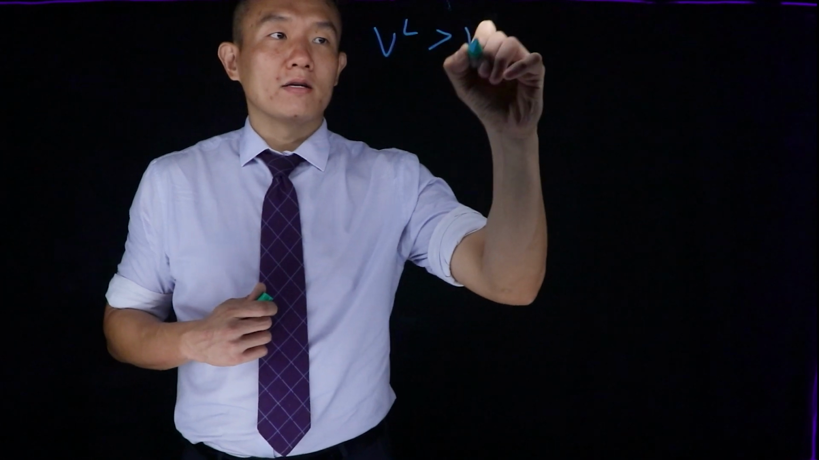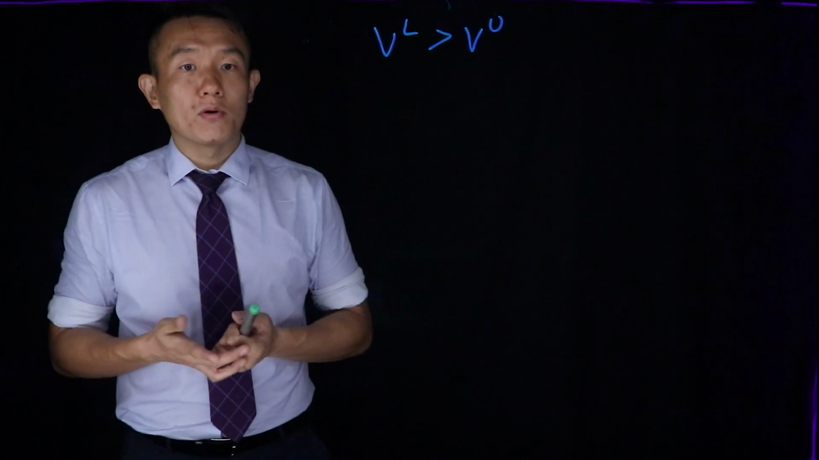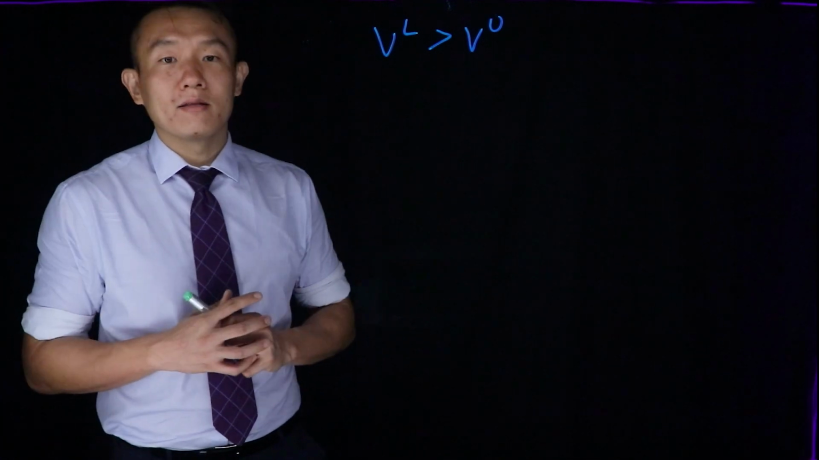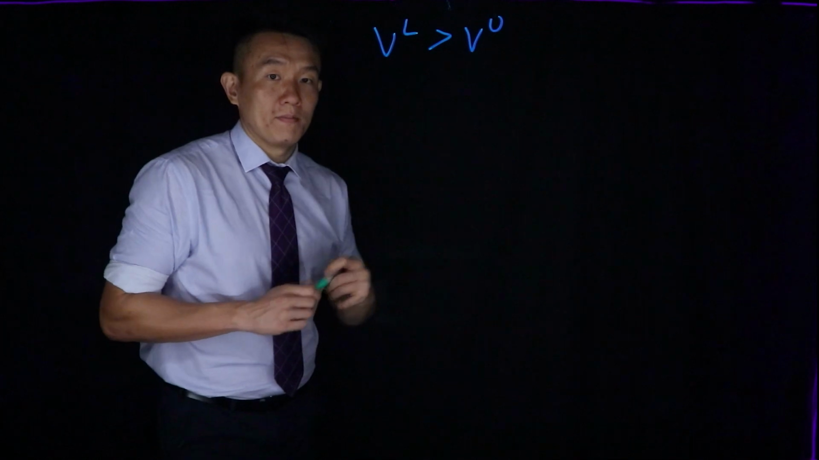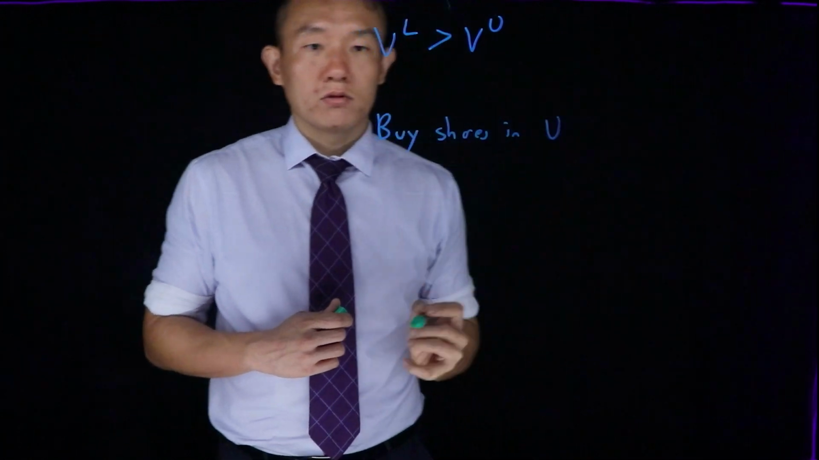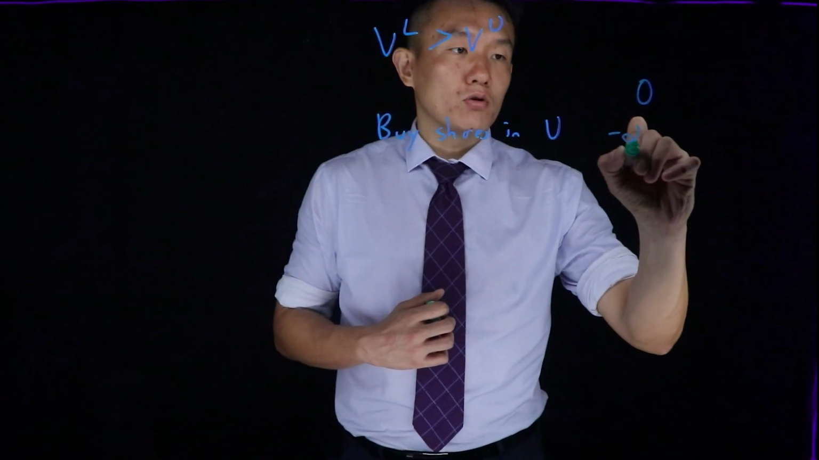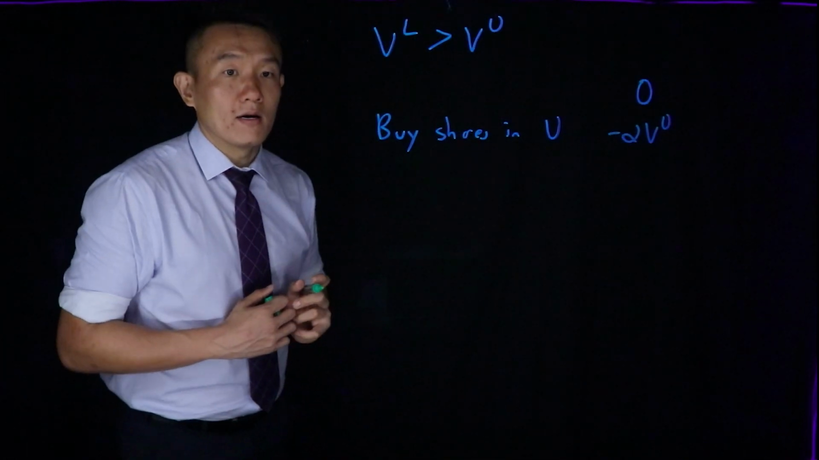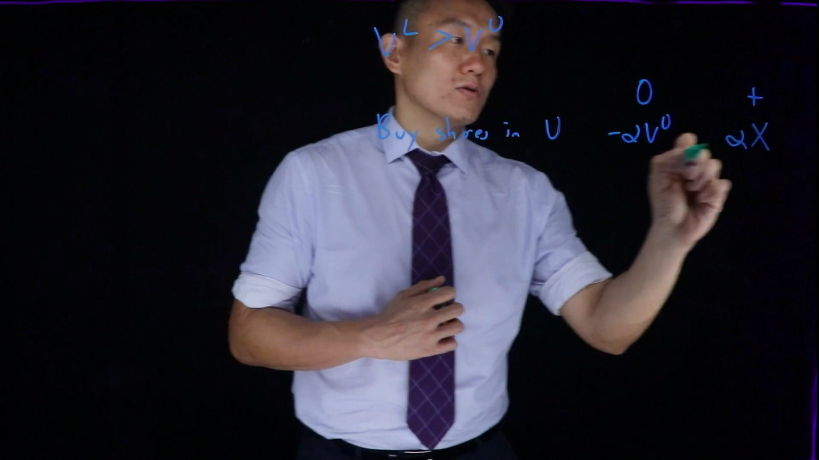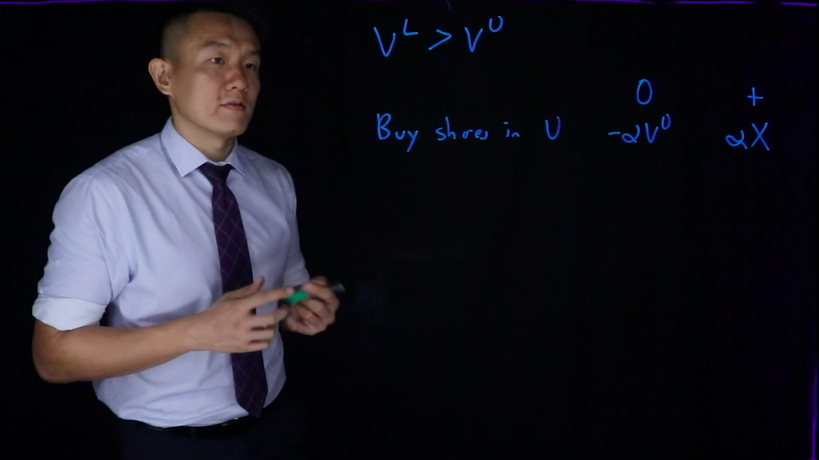Let's assume that VL is greater than VU. What can you do here? Well, I have two firms that should be worth the same, but the levered firm is worth more. So what does that mean? I want to buy the unlevered firm. I want to sell the levered firm. So I want to buy shares in U. So let's let alpha be my stake. So I'm going to buy an alpha stake in the unlevered firm. And at time t, I'm going to receive cash flows of alpha times X. So alpha is the stake I have in the unlevered firm.